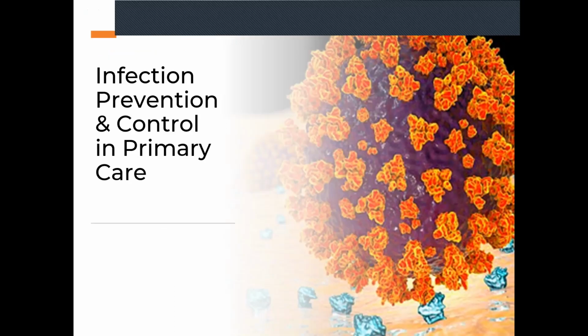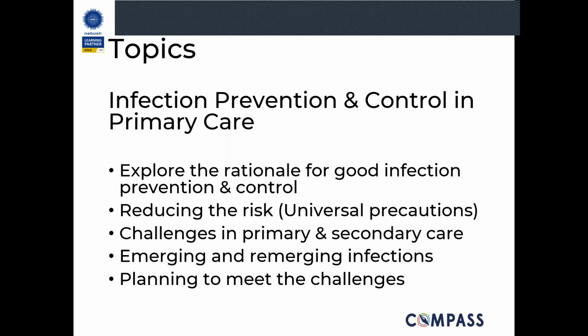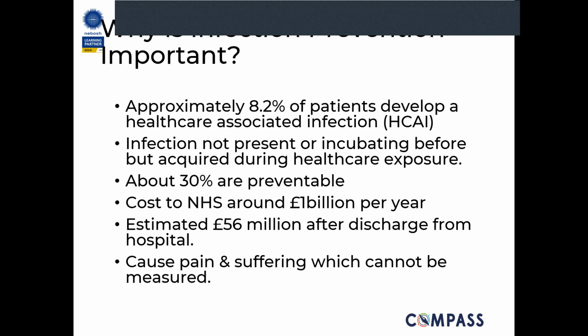Let's take that to another example, primary care. How can infection prevention and control be put in place for that? Explore the rationale, reduce the risk, the challenges that may be around primary and secondary care, emerging and re-emerging infections, and also planning to meet these challenges. So quite a bit of research has been done on this.